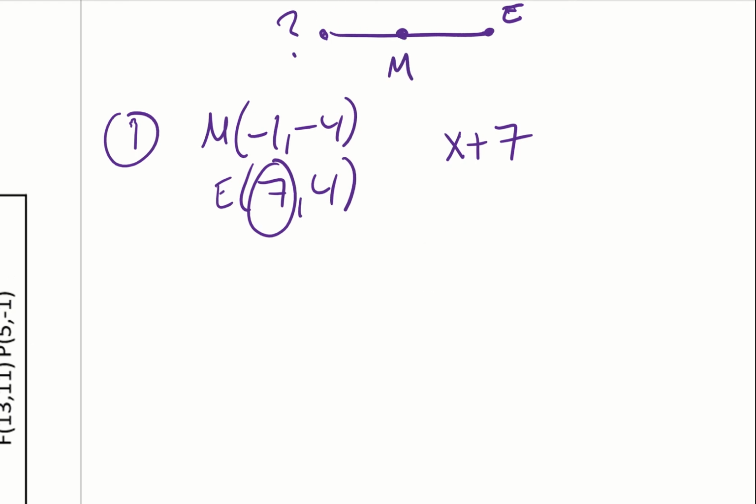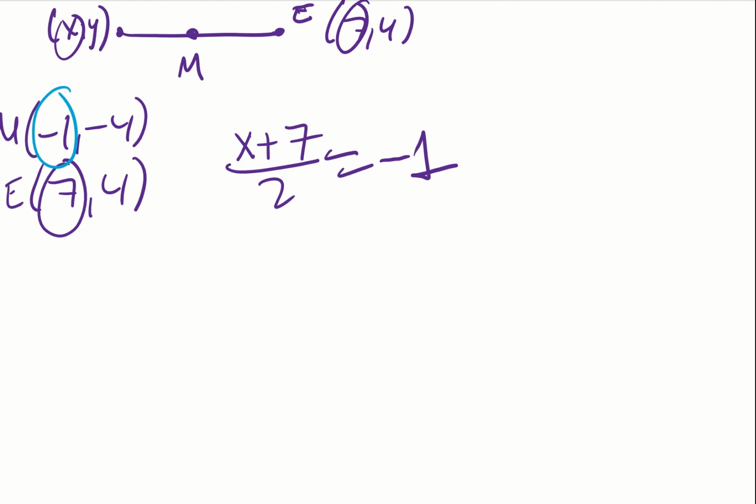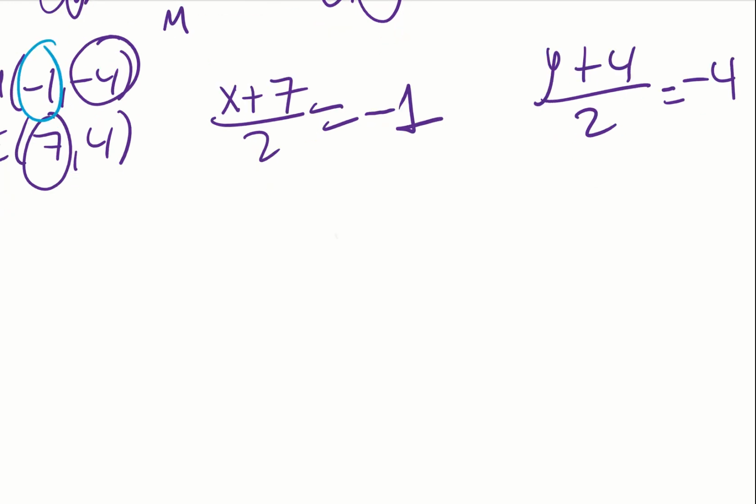So we're going to average the x coordinates together, which are these guys, divide that by 2, and that is going to equal the x coordinate for the midpoint. So that's going to be equal to -1. And then we're going to do the same thing with the y coordinates. So we got y plus 4 divided by 2, and that has to equal the y coordinate of the midpoint, which is -4. Okay, those are my equations.